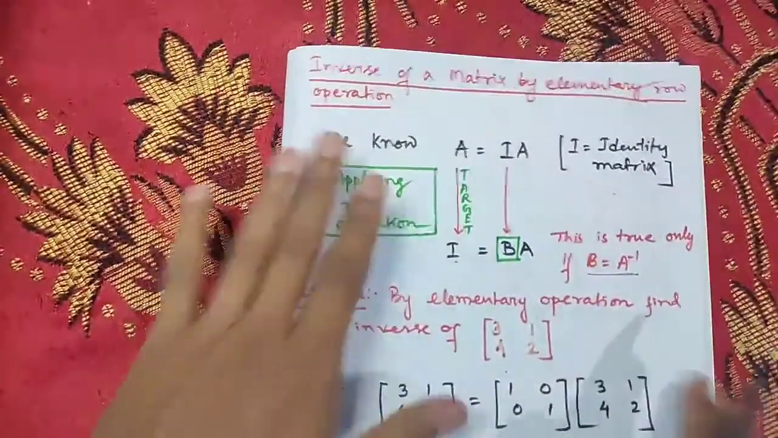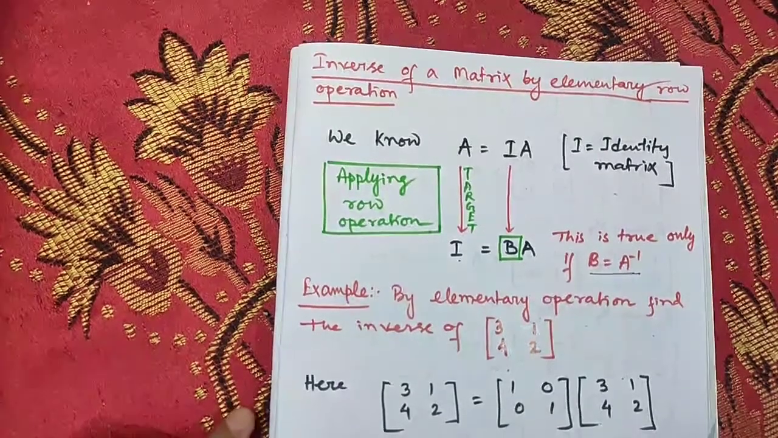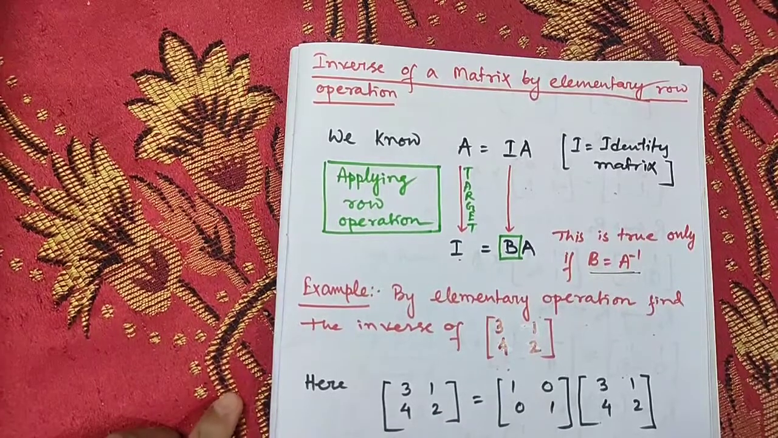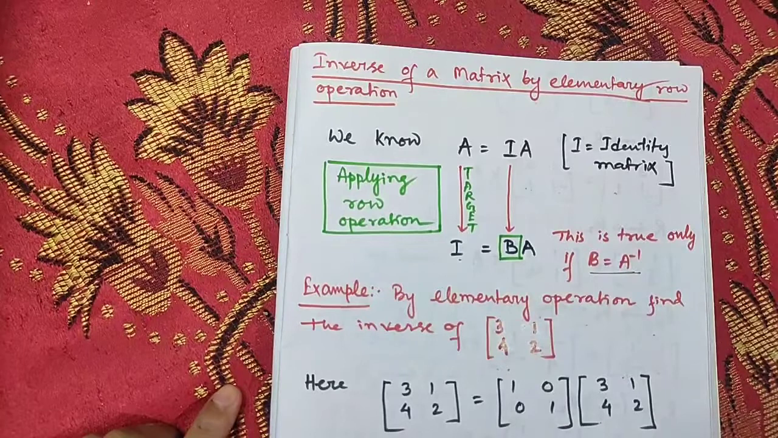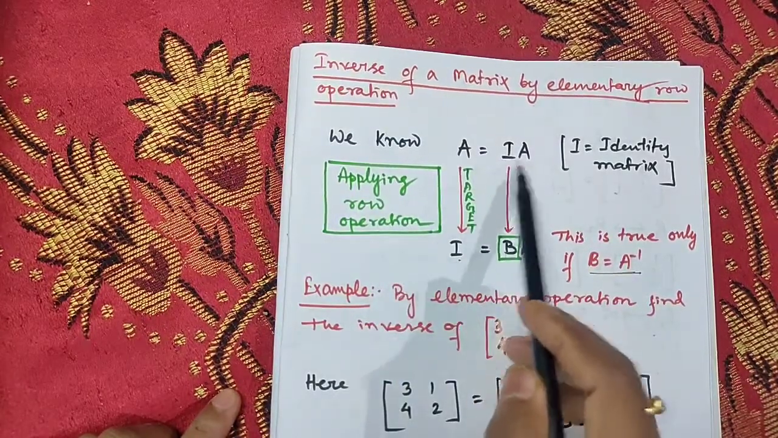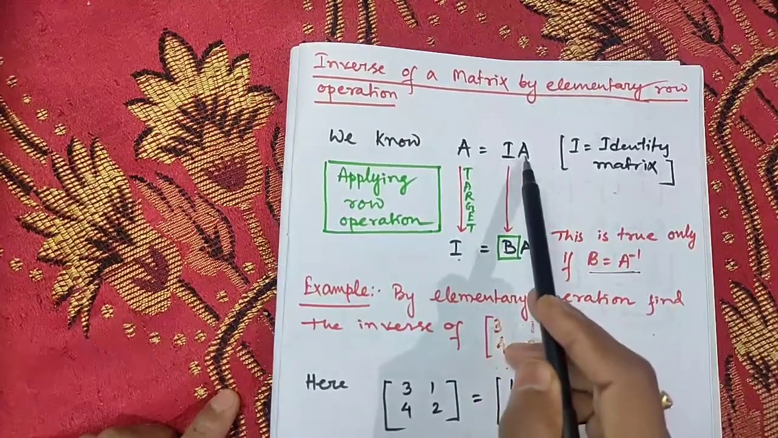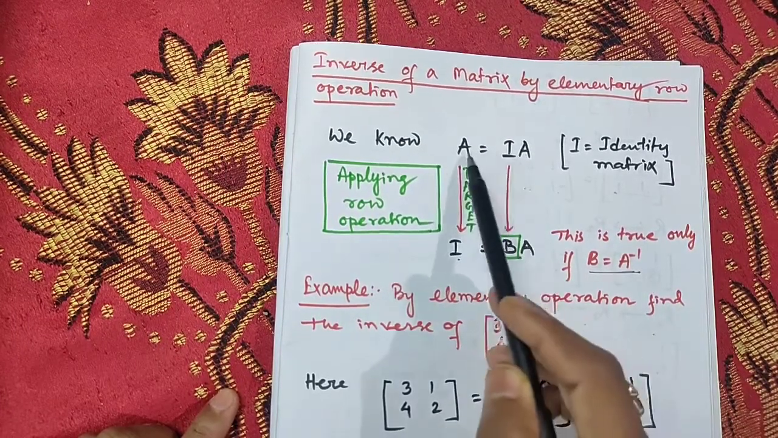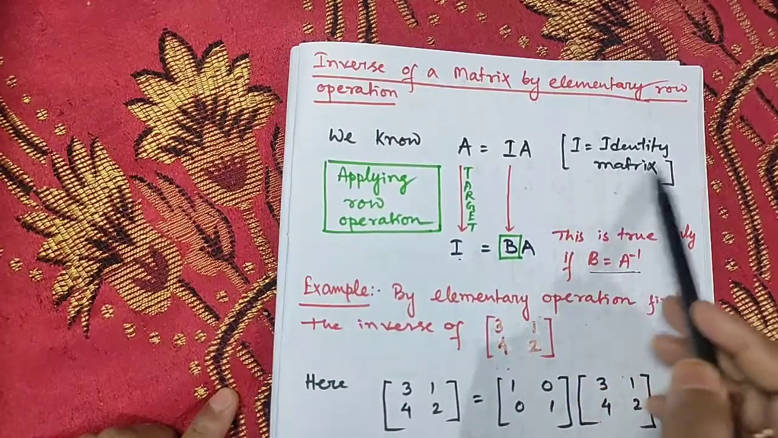Okay. Now inverse of a matrix by elementary row operation. So all these three types of row operation we will apply here to find the inverse of a matrix. Now we know that A equals I into A. That means if you multiply identity matrix with any matrix, you get the matrix itself. So A equals I into A, where I is the identity matrix.